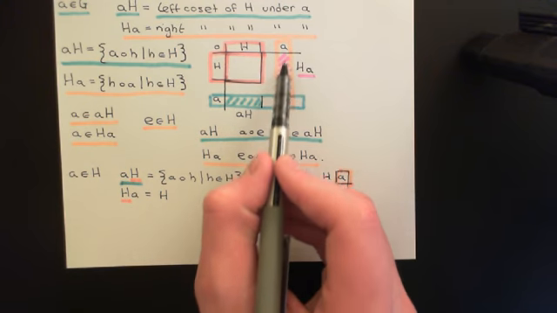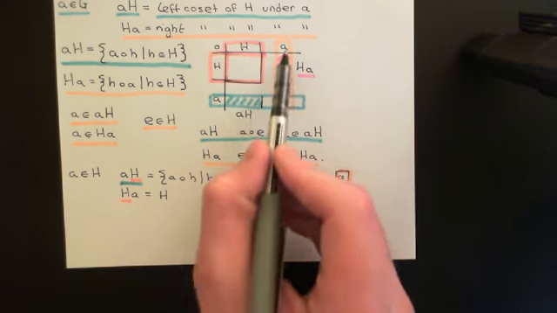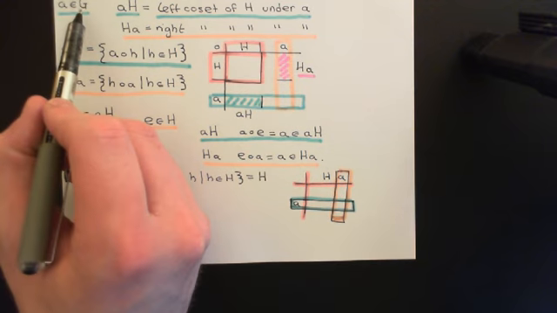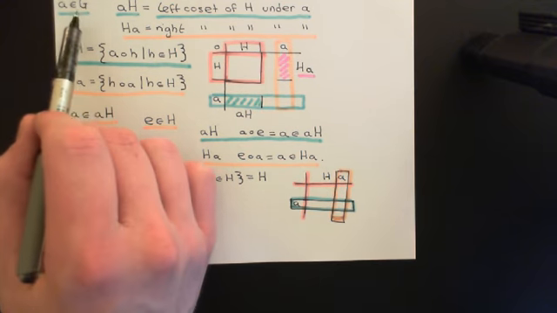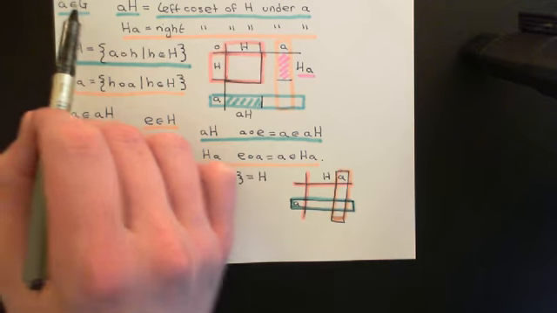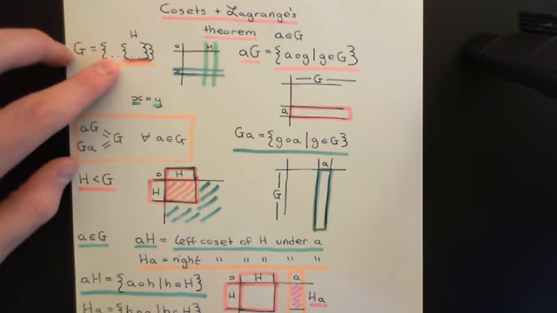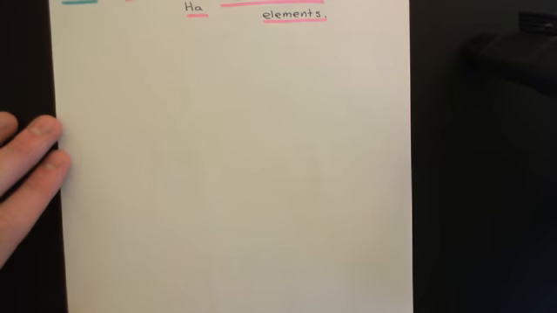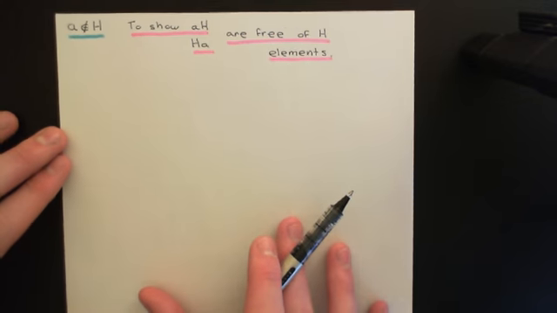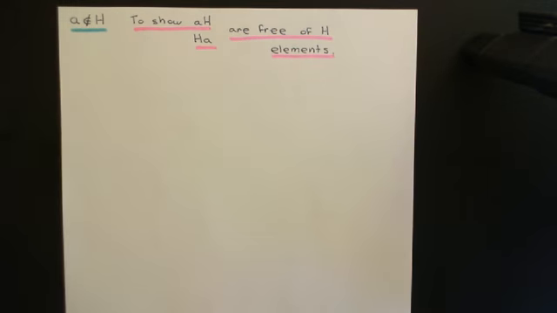No entries from capital H are in here. All of the elements that you put in here are from the group, but they're from the group outside of the subgroup capital H, so they're from this portion outside of capital H. Okay, so how am I going to show that? Well, we'll do it for the left coset of H under A firstly, and then we'll generalise the argument for the right coset of H under A. Okay, so how are we going to do this?